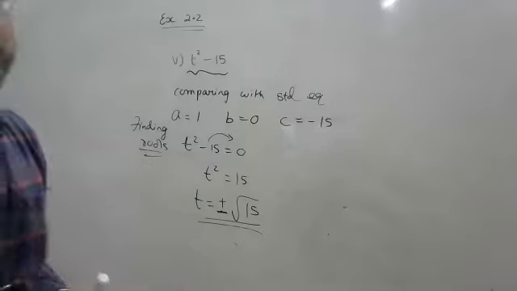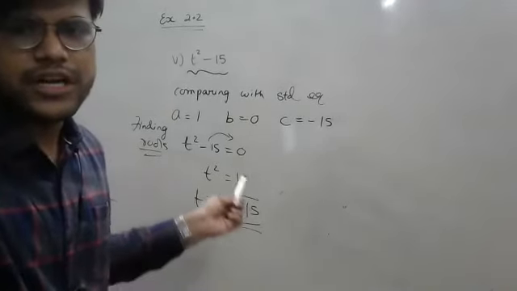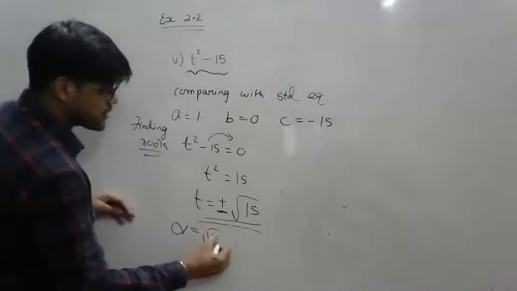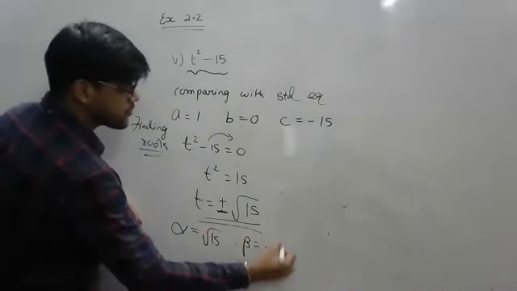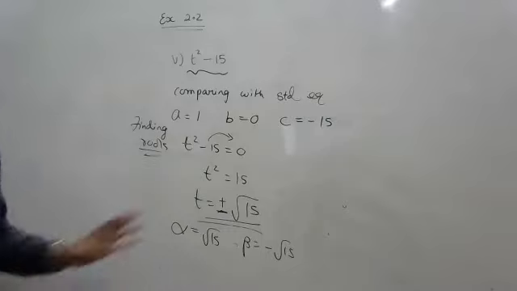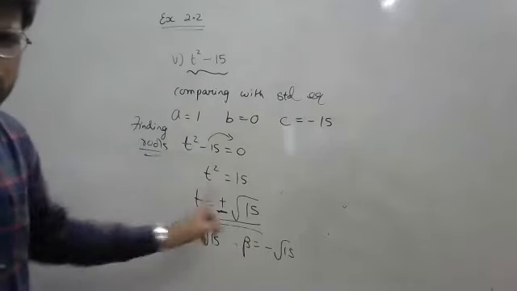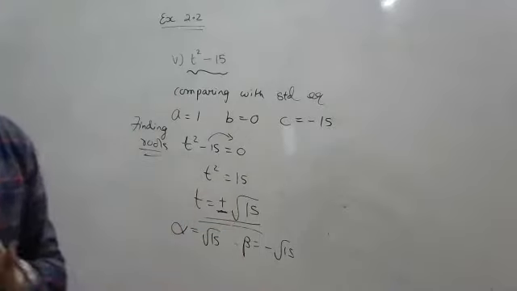Yes, you can also use an identity here. Good. So the values of t: alpha is positive root 15, beta is minus root 15. Okay, and you can take even alpha as minus root 15 and beta as root 15. That is fine. You are having two values, one value alpha, one value beta. That's all. Now the relationships.